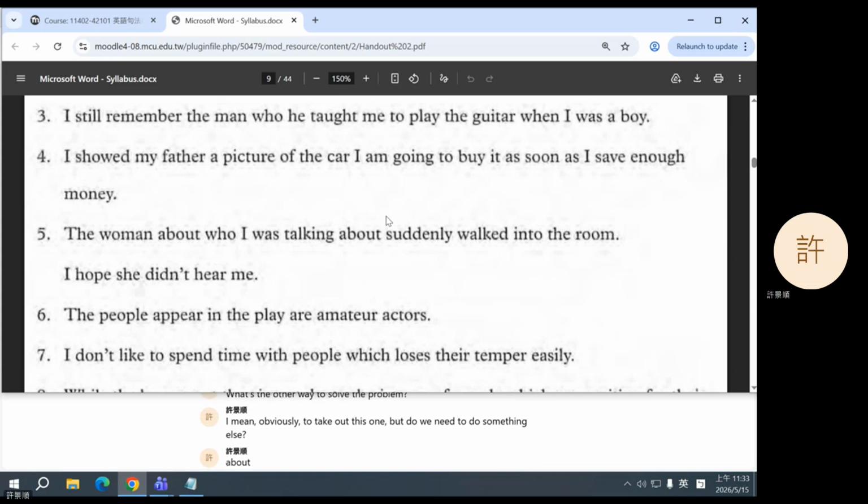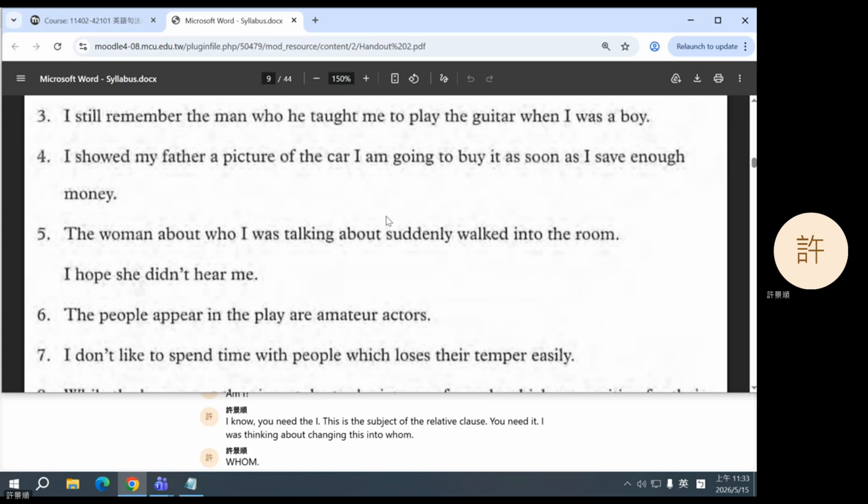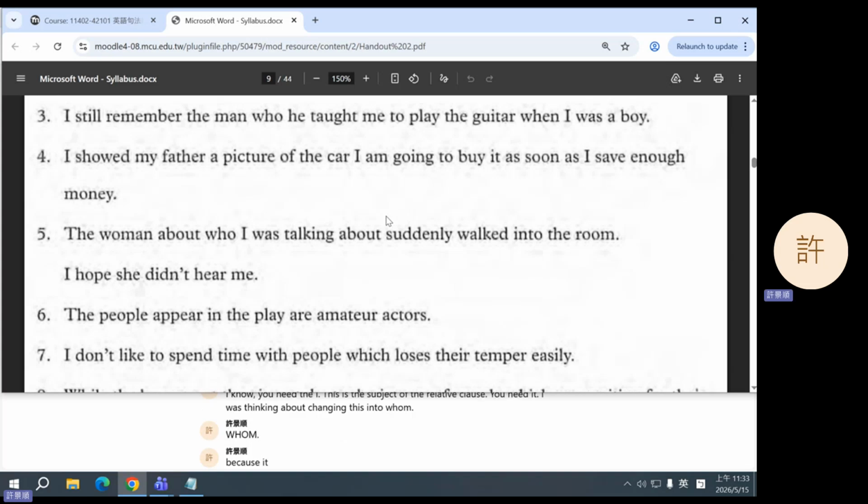No, you need the "I." This is the subject of the relative clause. You need it. I was thinking about changing this into "whom," because it is the object of "about." Right? Okay. Why don't you try the next one, number 6.